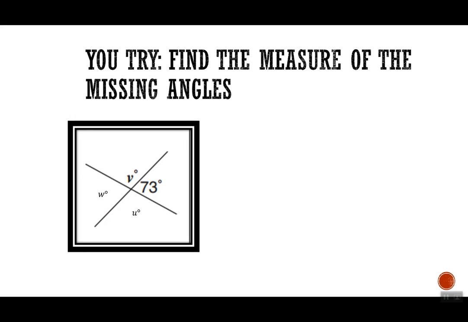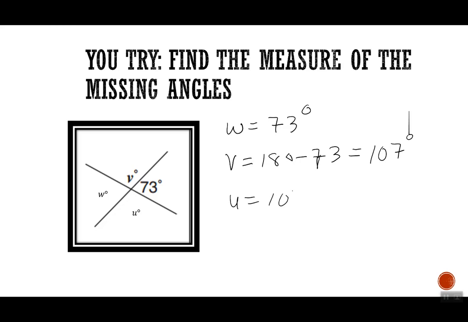So why don't you try one just like the one we had, pause me for a minute, find U, V, and W, and then come back and check. So just like last time, I would start with the vertical angle, which would be W is 73 degrees. Then I could go on to U or to V. Let's say I go to V, and I say it's 180 minus 73. Well, 180 minus 73 is 107. If V is 107, U is also 107.